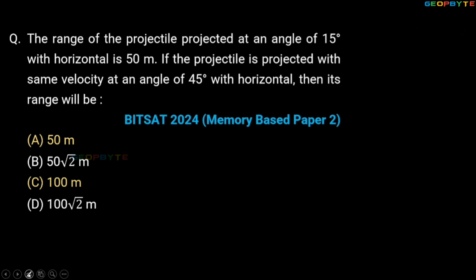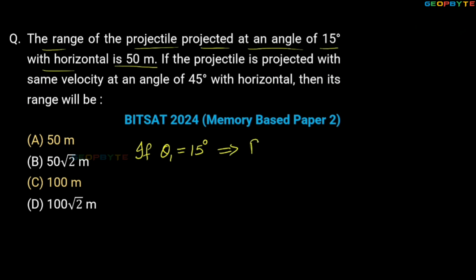Similarly, let us take another important problem. The range of a projectile projected at an angle of 15 degrees with the horizontal is 50 meters. That means if the angle of projection theta 1 equals 15 degrees, the horizontal range R1, let it be 50 meters. That is the condition.